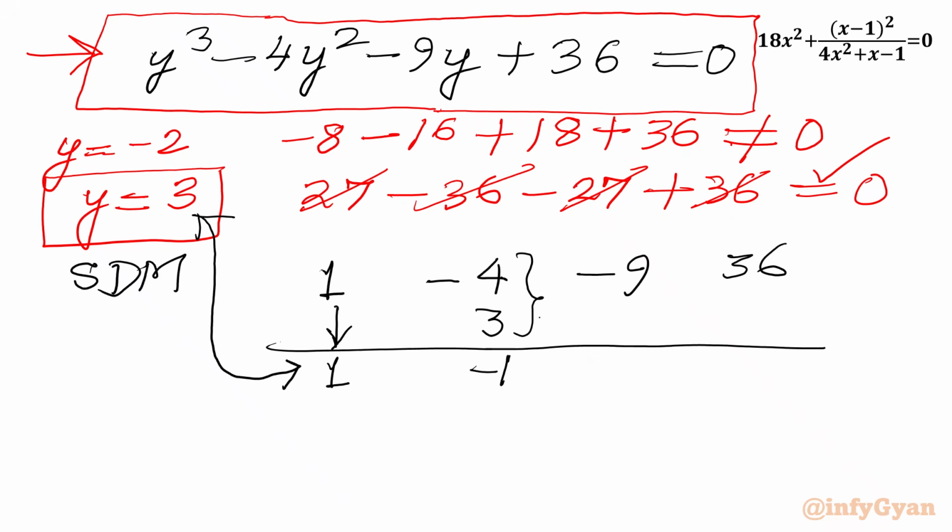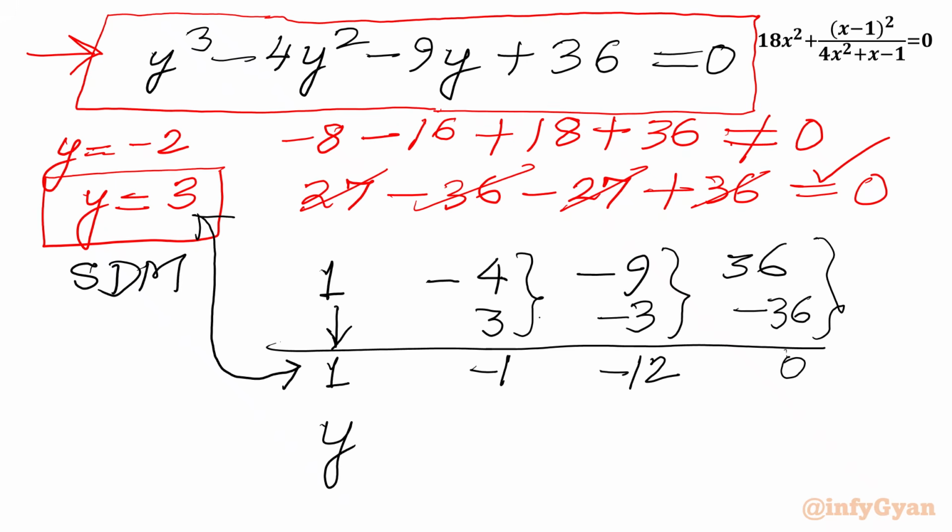3 times minus 1, the product will be minus 3. Addition of these two numbers will give us minus 12. 3 times minus 12 will become minus 36. Once we add these two, we are going to get 0. So here we have the coefficients for the quadratic equation. We'll write the equation y square minus y minus 12 equal to 0. So far we have minus 2 and 3 as solutions of our quartic equation in y.